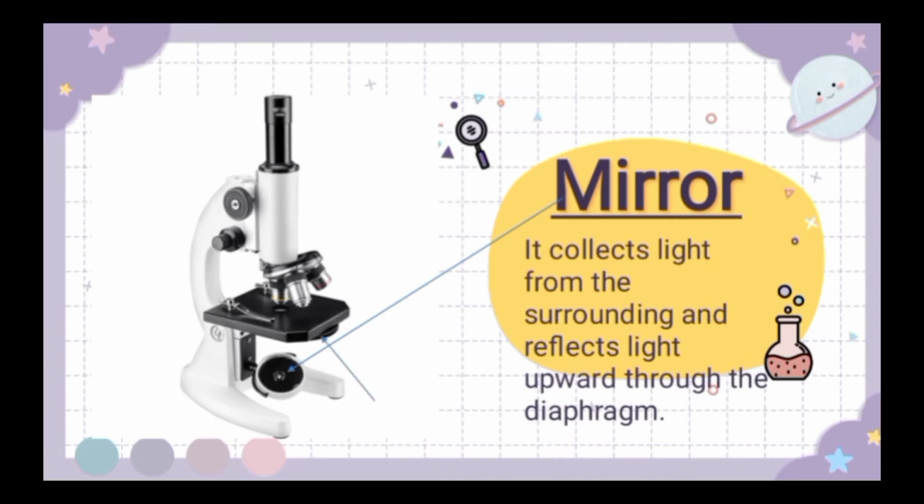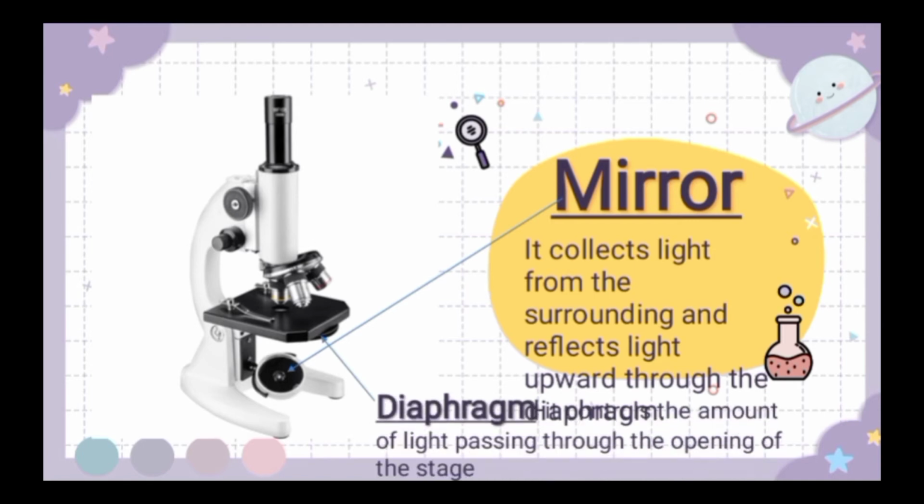How about this part? Brilliant, student. This is what we call the diaphragm. It controls the amount of light passing through the opening of the stage. We need to put light on the specimen so we can see it clearly. That is why other microscopes use a bulb to supply the light on the specimen. Now you know the different parts and functions of the compound microscope.